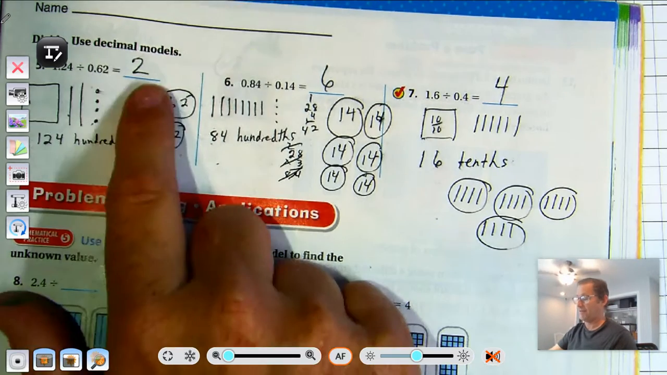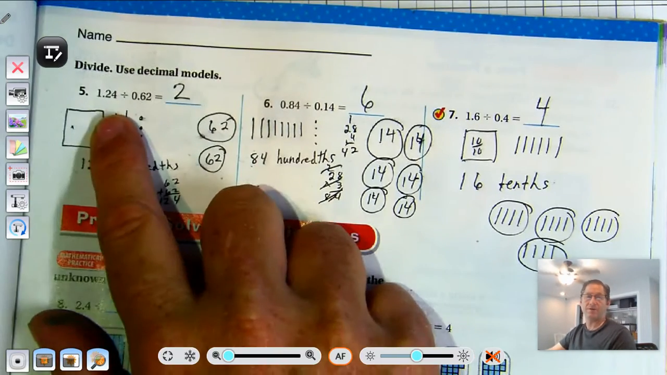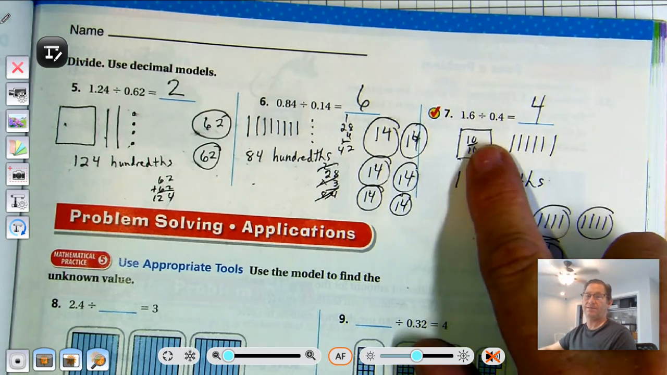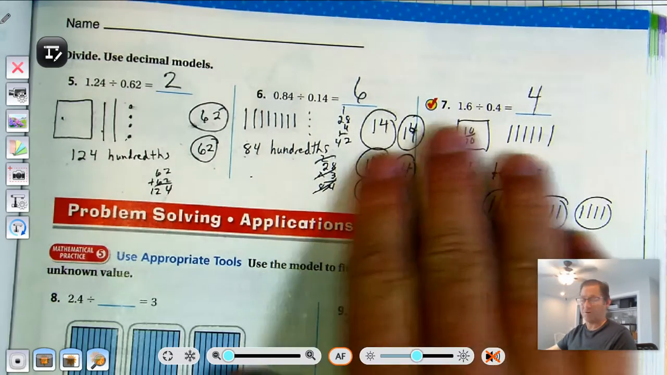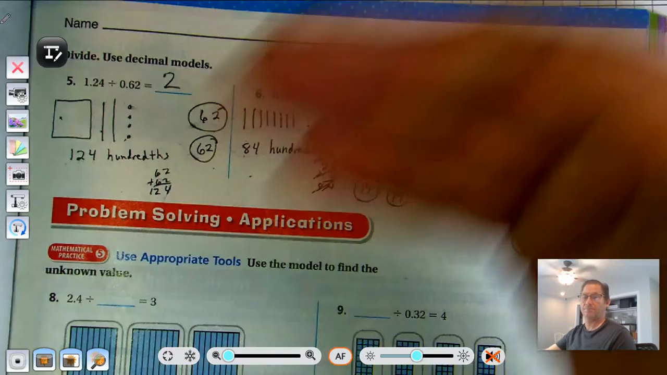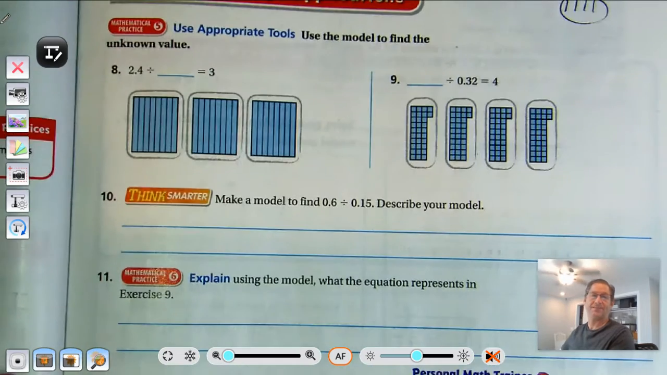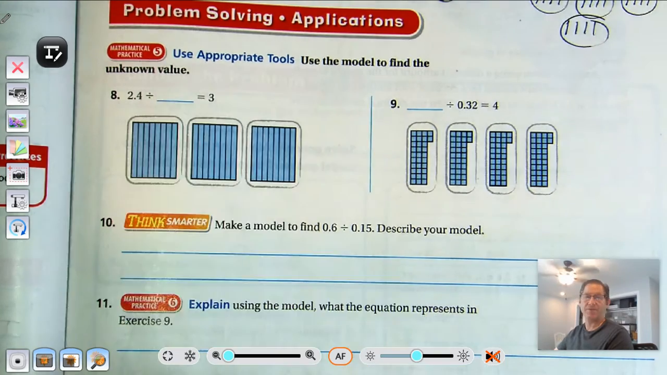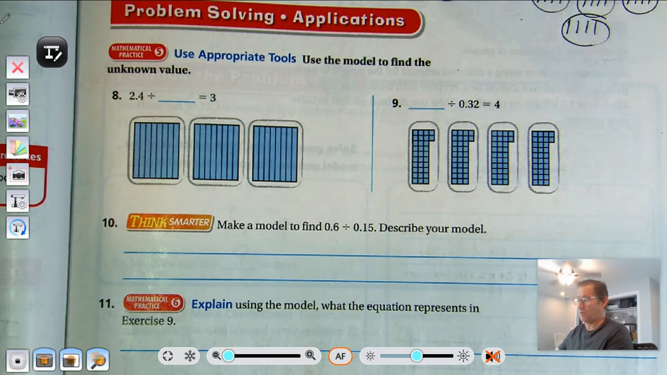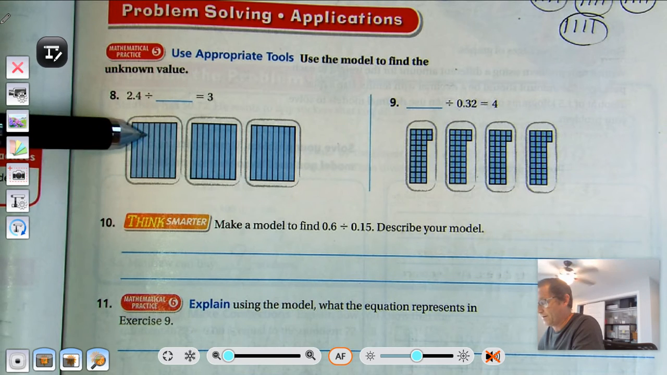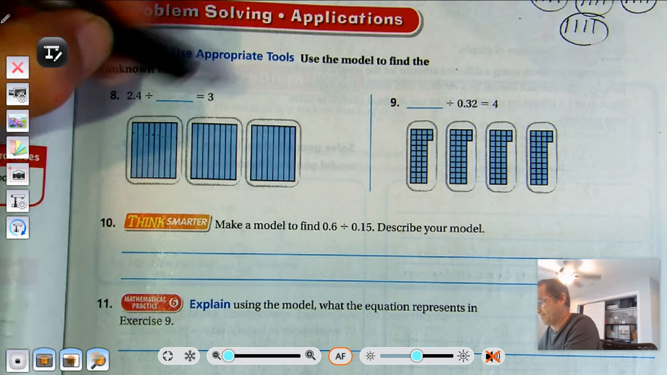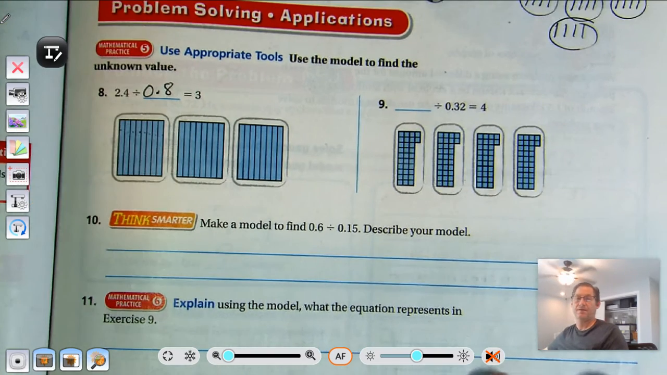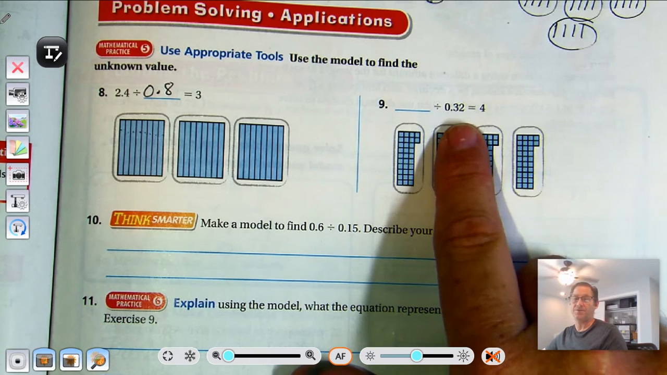So when we're looking at these, 2 times 62 is 124. 6 times 14 is 84. 4 times 4 is 16. So if we think of these as whole numbers, it might make it easier to see that. So 2 and 4/10 divided by something gives me 3 groups. Well, how much is in each group? 1, 2, 3, 4, 5, 6, 7, 8. 8/10. Some number divided by 32 hundredths equals 4.